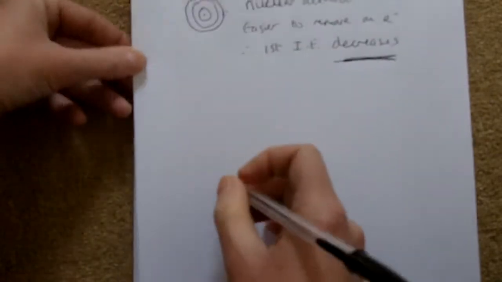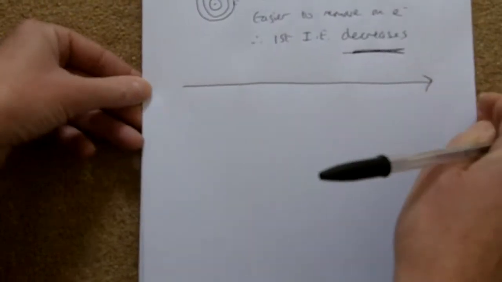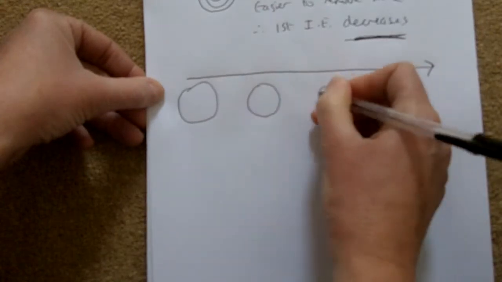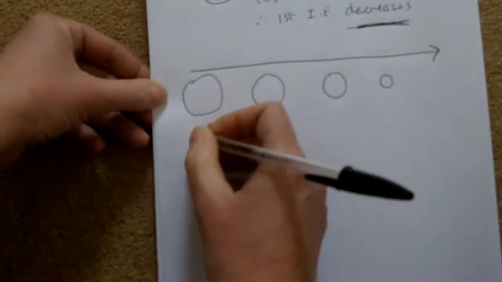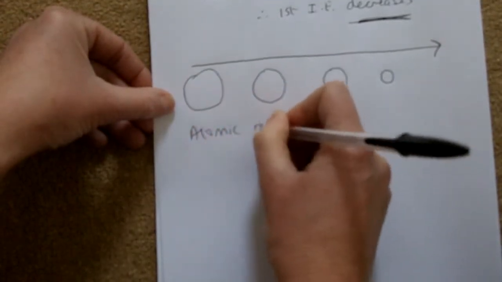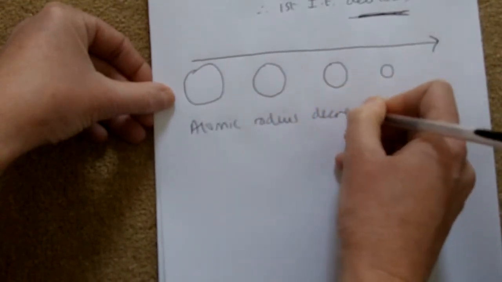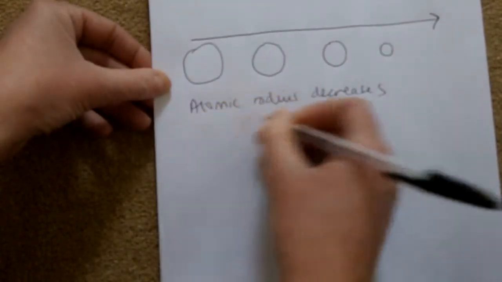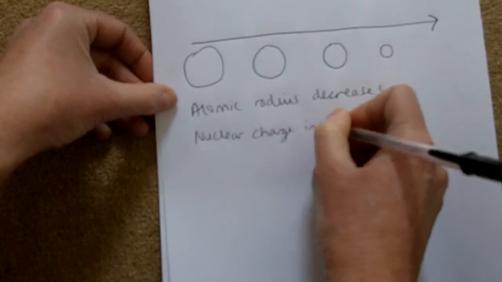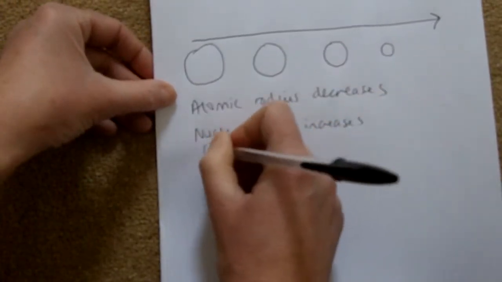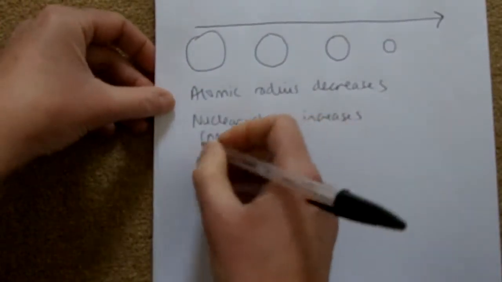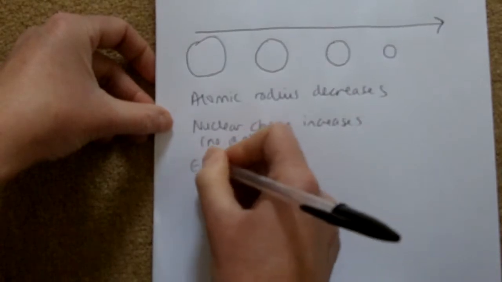Right, let's go across the period. What's the trend across the period? Across the period, the size of the atom gets smaller. The atomic radius decreases, and it gets smaller because as you go across the period, the nuclear charge increases. Nuclear charge means the number of protons, so the number of protons increases. You're going into the same shell. The electrons are in the same shell.